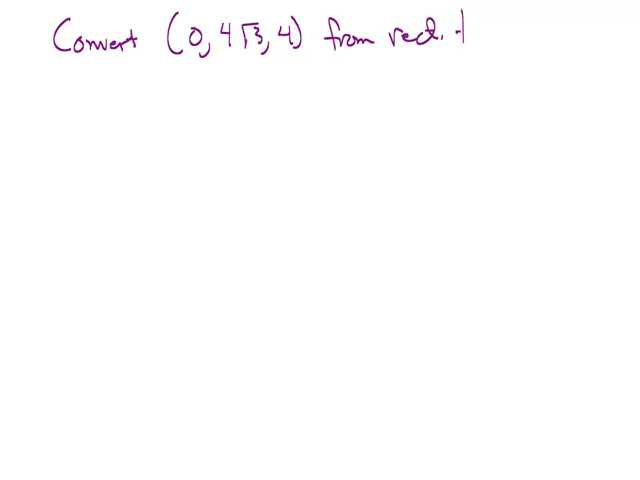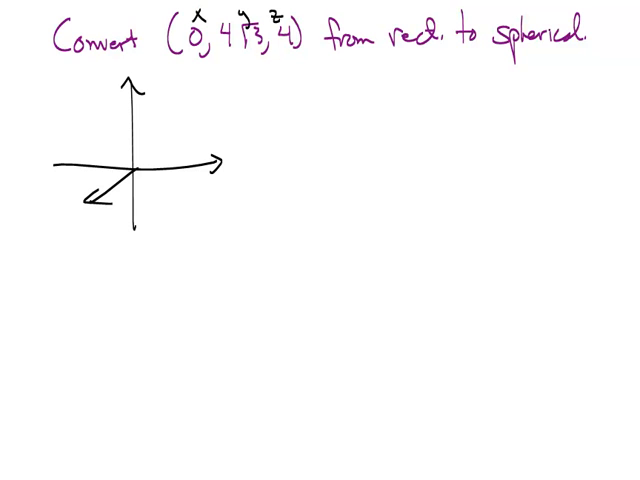Rectangular to spherical first of all. Let's say we want to convert 0, 4 root 3, 4 from rectangular, suppose those are rectangular coordinates, to spherical. Alright, so again, it's helpful to draw a picture the best you can anyway, if you can visualize where this point lies in R3. 0, 4 root 3, 4. Now this is x, y, and z here. So I'm going to go out 0 on my x-axis, 4 square root of 3 on my y-axis, and then up 4 on my z-axis.